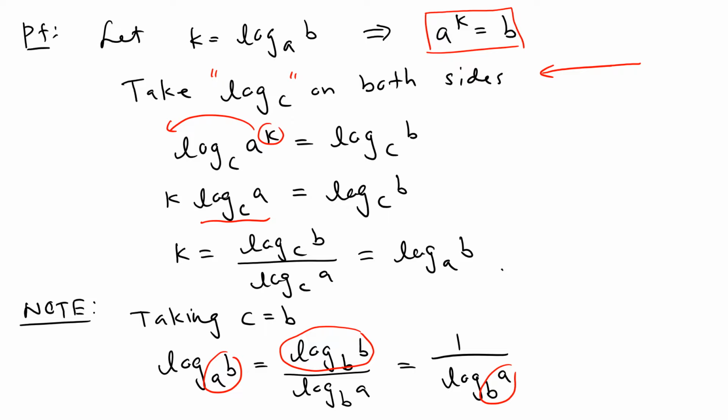So that is an interesting result. It can simply be proved using the change of base formula: log a b equals 1 over log b a. Okay, let's look at some examples now.